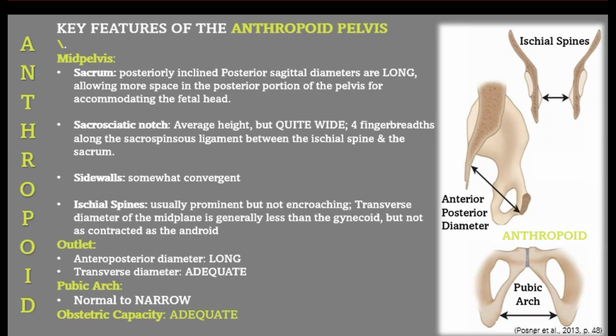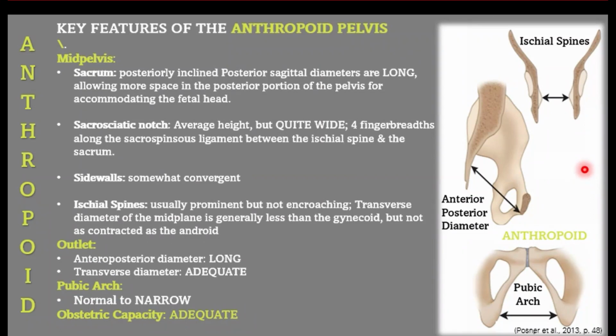The sacrosciatic notch is of average height, but it's quite wide with approximately 4 finger breadths along the sacrospinous ligament between the ischial spine and the sacrum. The side walls are somewhat convergent, meaning they're becoming more narrow. You can see it slightly here. It's not illustrated well, but it kind of funnels down. And the ischial spines are usually prominent, but not encroaching. The transverse diameter of the midplane is generally less than the gynecoid, but not as contracted as the android pelvis.